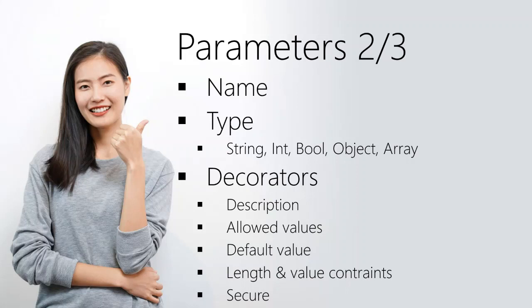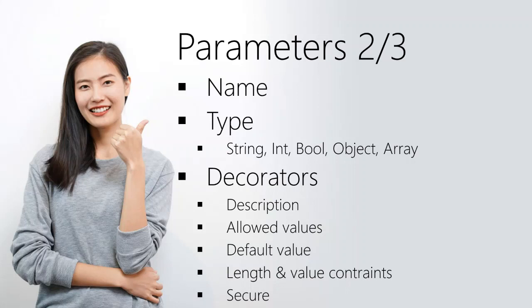Again, that helps us to reduce our code. And then you can also have length and value constraints. For instance, if you know, well, I need to submit a string, but the string can only have a max length of, let's say, 15 characters, because otherwise the deployment will fail in Azure. Then we can already define that in the decorator.